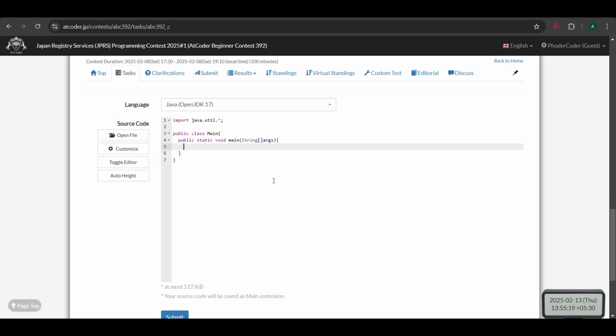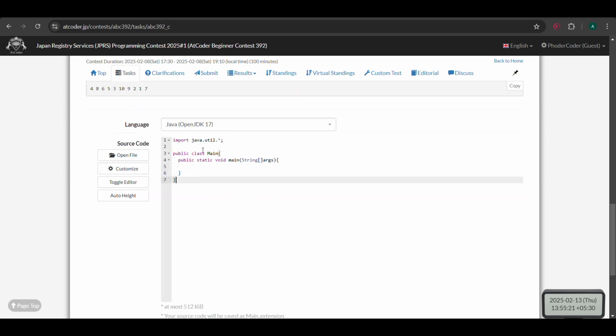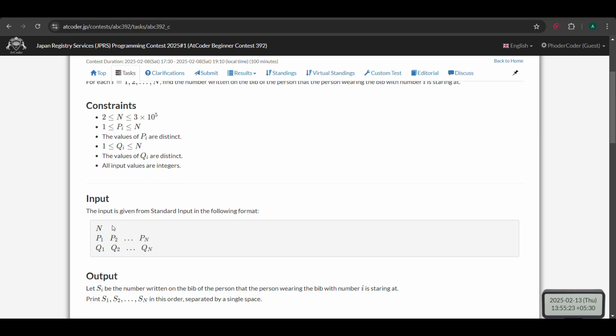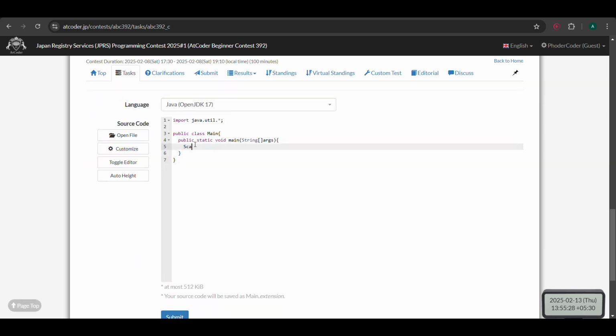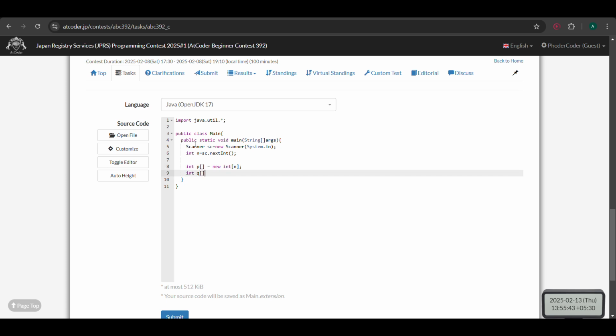Now let's do the Java code for the same. For the Java code, please read the input format very carefully. First we have to input n, then there are two arrays p and q. So let's make a Scanner class object: scanner is equal to new Scanner System.in. Now first of all, we will input n, the number of people. Then there are two arrays. The first array is called p of size n, and the second array is called q, also of size n.